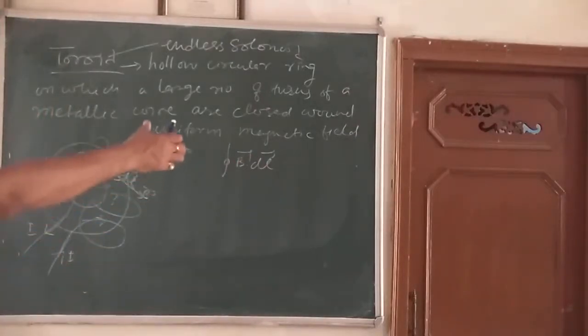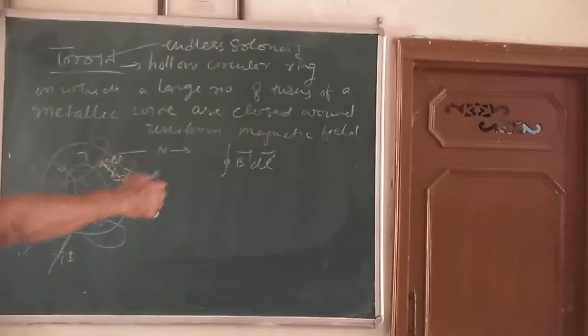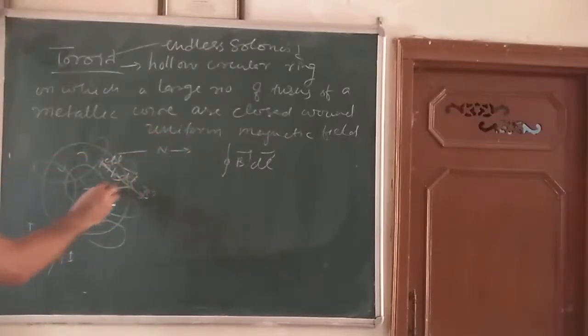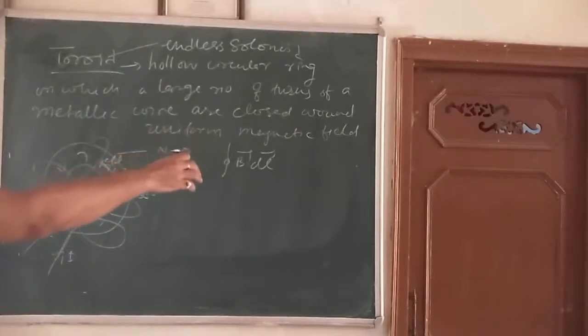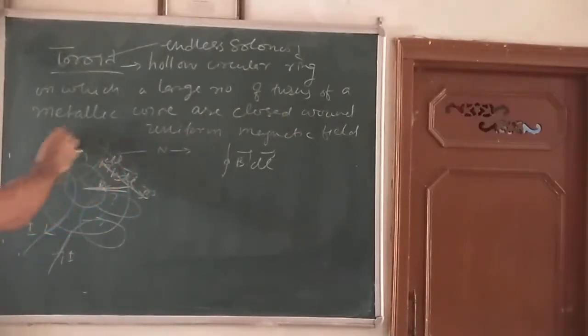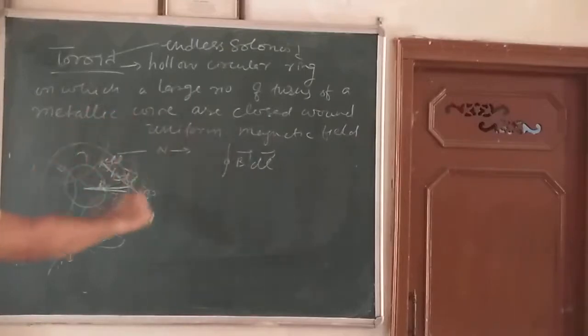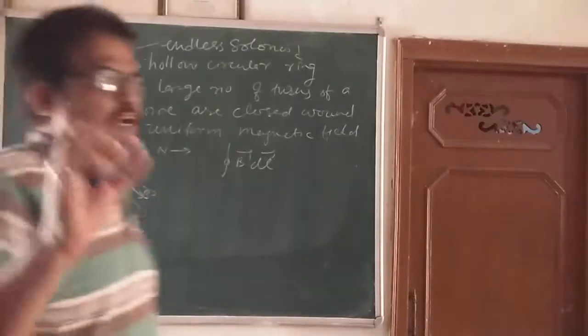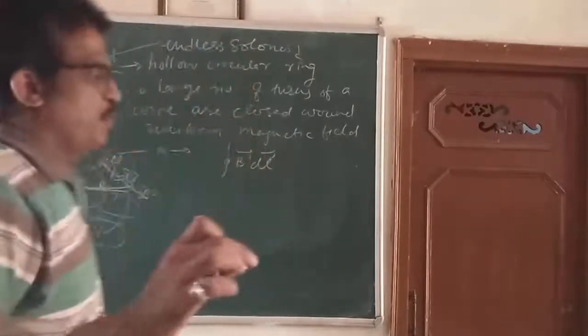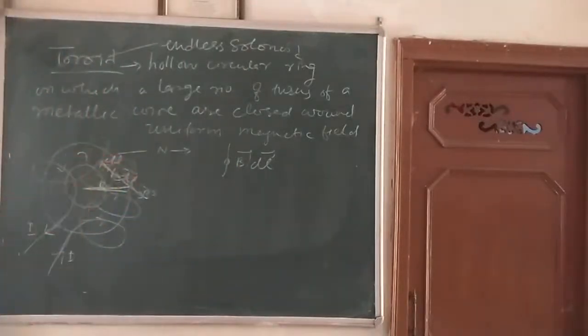So I have to calculate B dot dl over the circle of radius r. Here is the circle of radius r. Now, by symmetry, the magnitude of the magnetic field is constant at the circumference of the circle. पूरे circumference of the circle के ऊपर magnetic field uniform और constant होगा, and that is along the tangent to it. This is the tangent here.